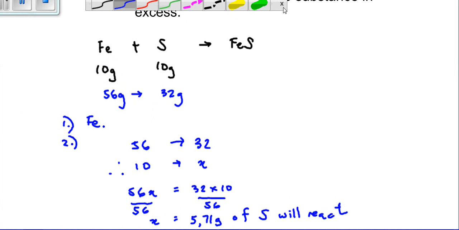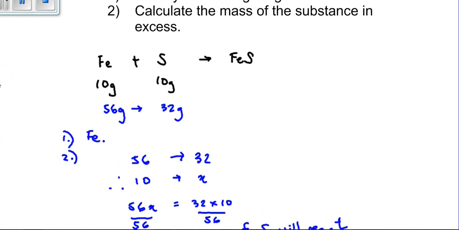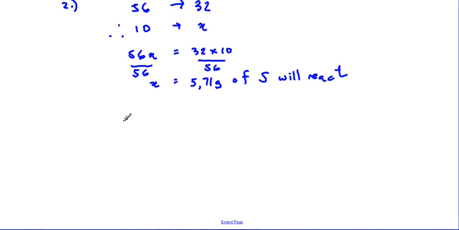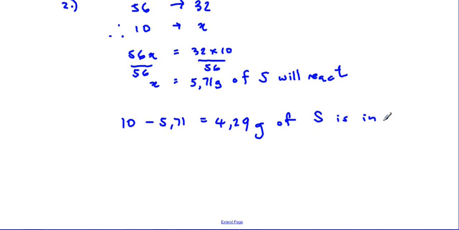But we must answer the question, and the question says: calculate the mass of the substance in excess. So if you want to work out the excess, we say that we have 10 grams of sulfur and 5,71 grams reacted. So therefore, 10 minus 5,71 will give us 4,29. So we can say therefore 4,29 grams of sulfur is in excess.